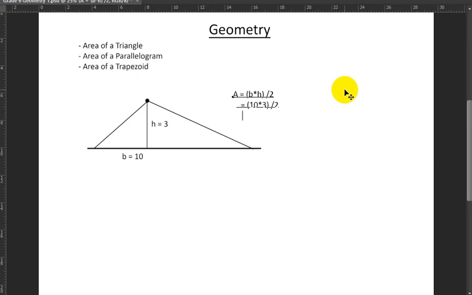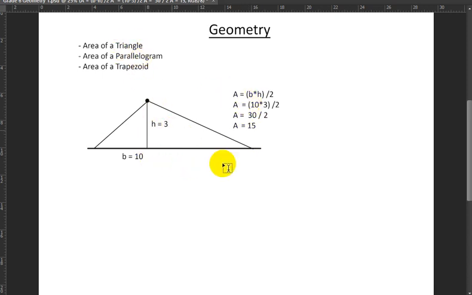Now 10 times 3 is equal to 30, and we have to divide this by 2. So 30 divided by 2 is equal to 15. So the area of the triangle in each of these cases is equal to 15. The area of this triangle is equal to 15. There we go. So that's how I find the area of a triangle.